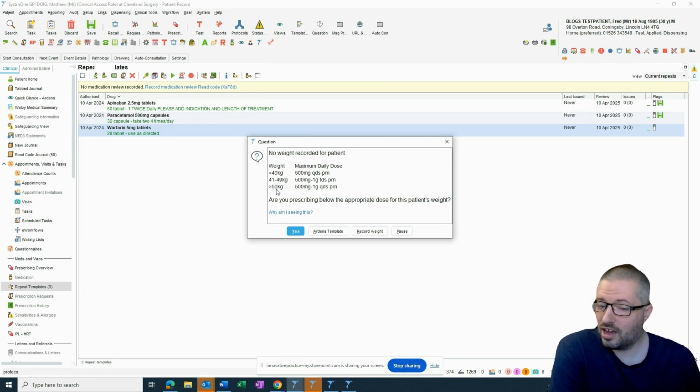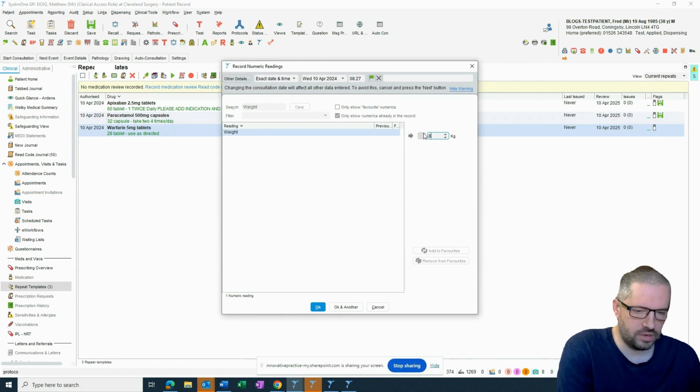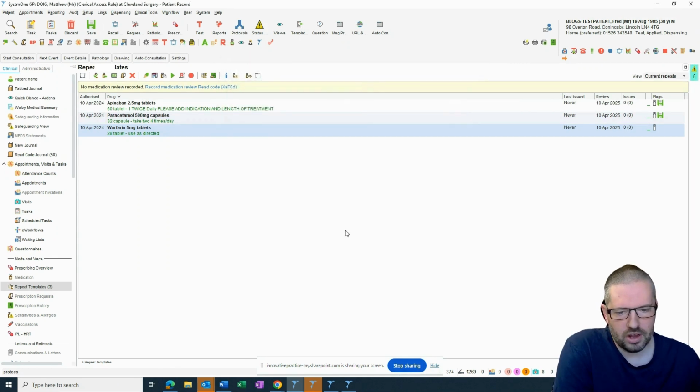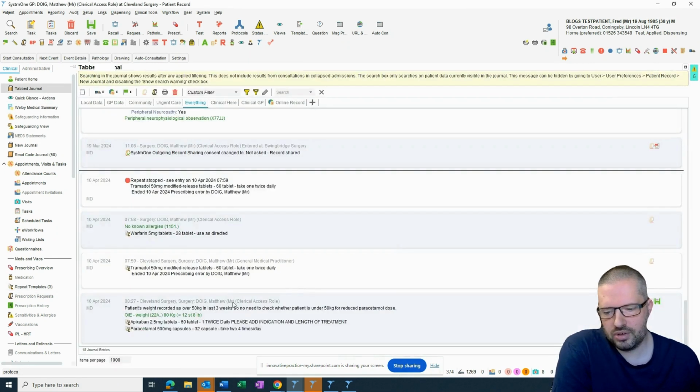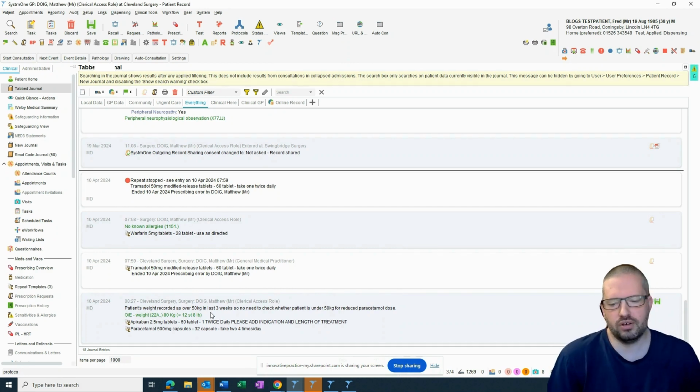It may well be that I can glance at the patient and know for sure they are definitely over 50 kilos. So I could just put yes. It might be that I can do a recent weight or I've got one and I can put that in. And in the journal, there's a note here, look, weight recorded over 50 in the last 3 weeks because I've just done it. So no need to check whether it's under 50. As you get further away since the last weight, it's got different criteria to work out whether it needs checking again.